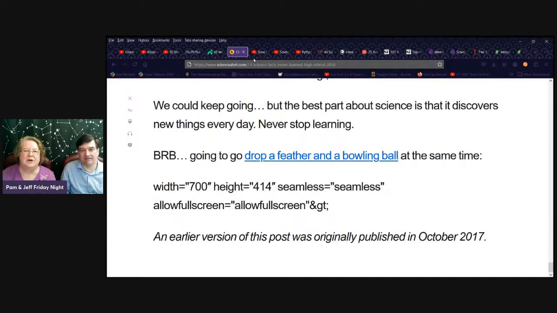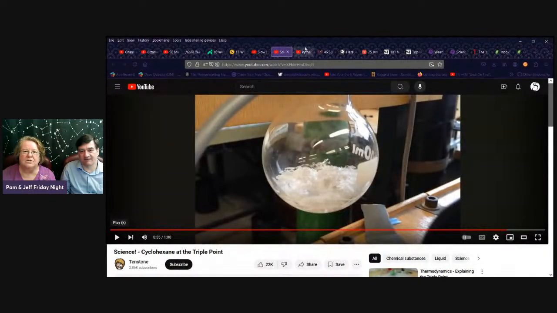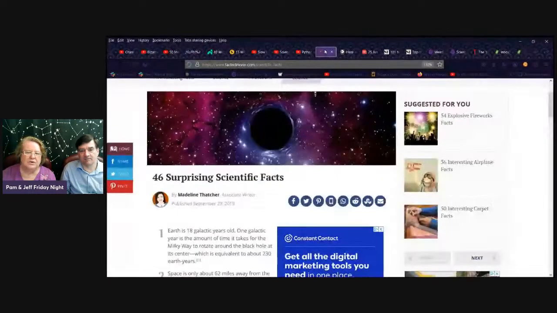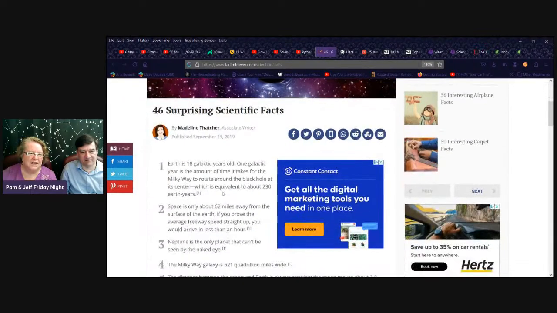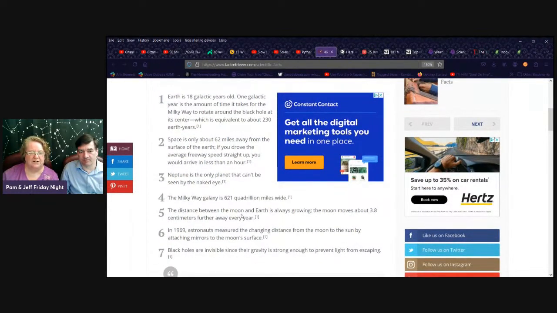All right, and that's that page we've shown. You can see that one eventually. That was really cool, the Pythagoras one. And we're on to 46 surprising science facts. I don't think I'll go into all of these, but this is a pretty fun page too. Maybe there's something in particular I can point out to you.